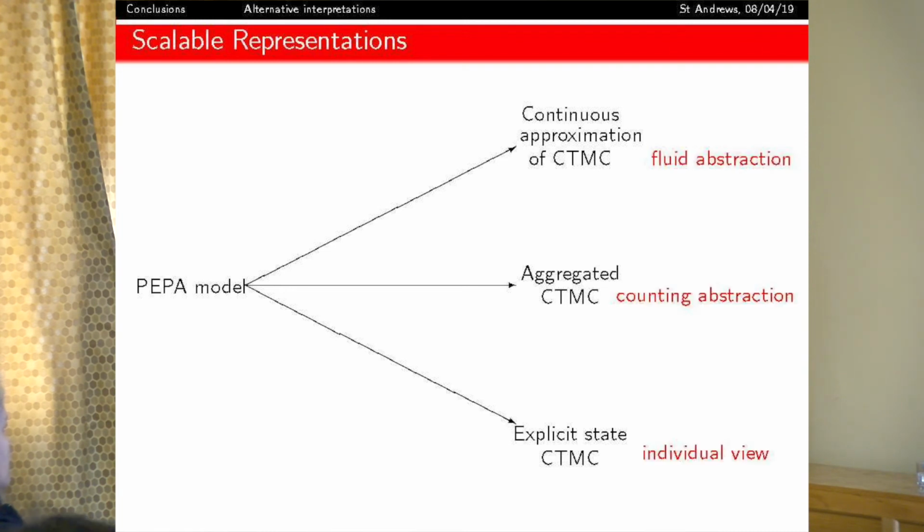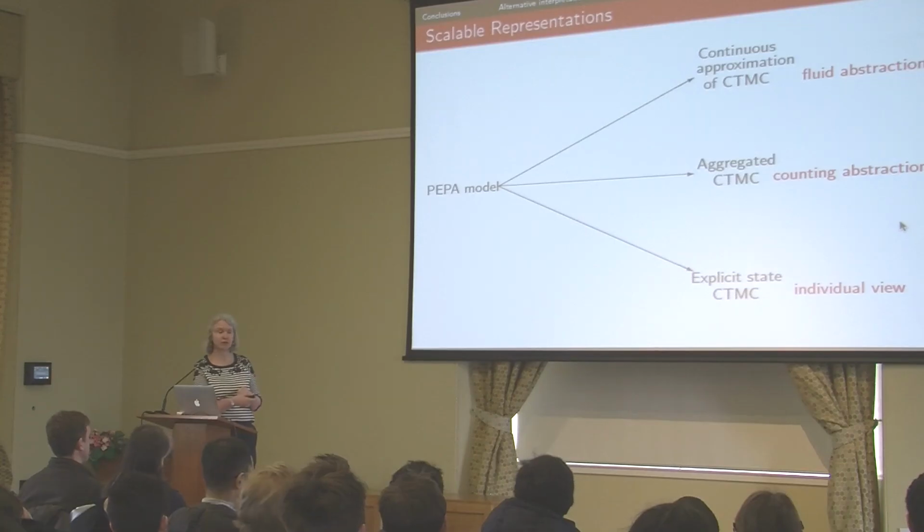So the first, explicit state, is the individual-based view, of really looking at every component, every state of every component, and we build a complete continuous time Markov chain. But often we want to shift away from that individual view to really looking at identities and use the counting abstraction instead, and we get a more aggregated continuous time Markov chain, which allows us to study bigger systems.